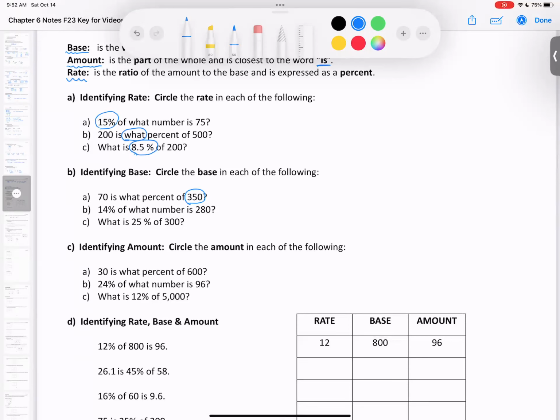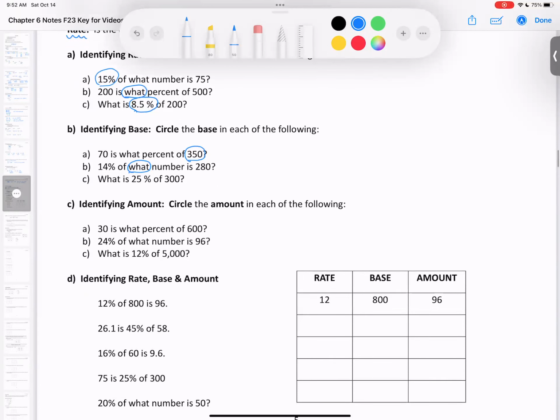Next one, 14% of what number is 280? Here the base is what we're trying to figure out. That's the what in this question. And the final one, what is 25% of 300? It's the 300, that number closest to the of.